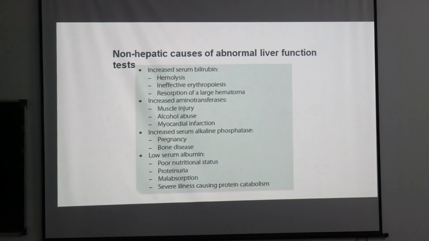So, non-hepatic causes of abnormal liver function test. Increased serum bilirubin: hemolysis, ineffective erythropoiesis, resorption of a large hematoma. Increased aminotransferase seen in muscle injury, alcohol abuse, myocardial infarction. Increased serum alkaline phosphatase: pregnancy, bone disease. Low serum albumin: poor nutritional status, proteinuria, malabsorption, severe illness causing protein catabolism.